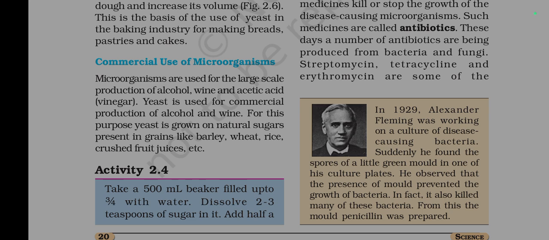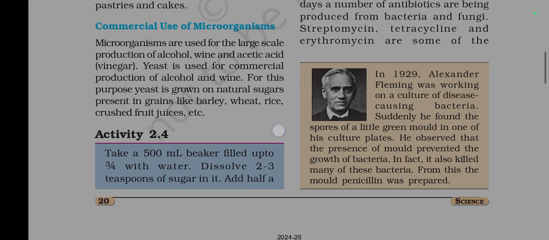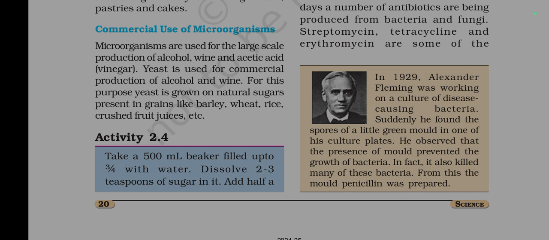Commercial use of microorganisms. Microorganisms are used for the large scale production of alcohol, wine and acetic acid, vinegar. Yeast is used for commercial production of alcohol and wine. For this purpose, yeast is grown on natural sugars present in grains like barley, wheat, rice, crushed fruit juices, etc.